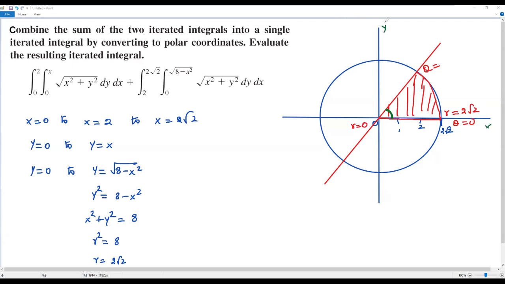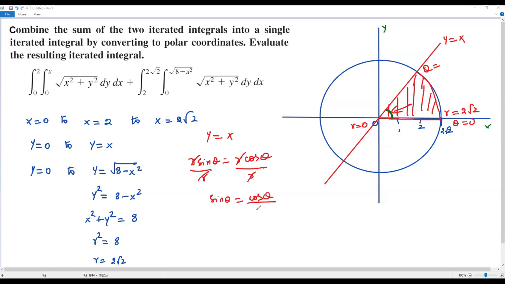This is the equation of the line y equals x. Now to get the angle measure between this line y equals x and the x-axis, I'm going to consider the equation of the line y equals x. Since we are going to convert this to polar coordinates, we can use the polar forms for x and y. We know that x equals r cosine theta and y equals r sine theta. So we get r sine theta equals r cosine theta. Now I divide both sides by r, then r will cancel. I'm getting sine theta equals cosine theta.